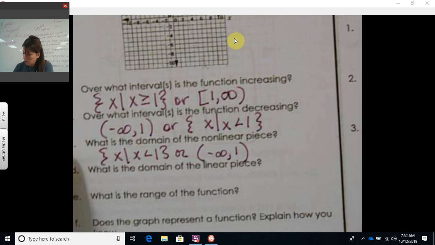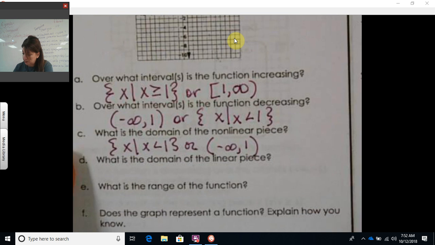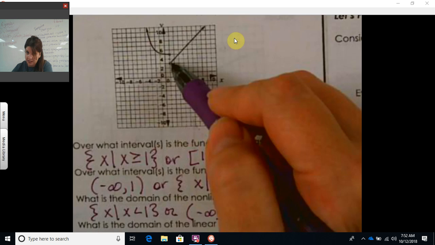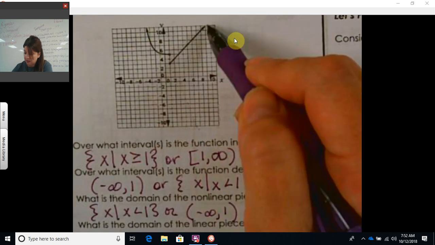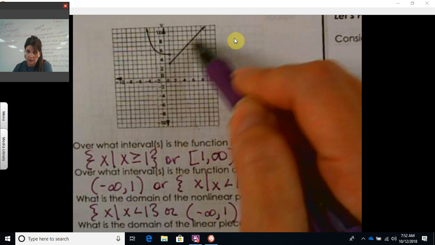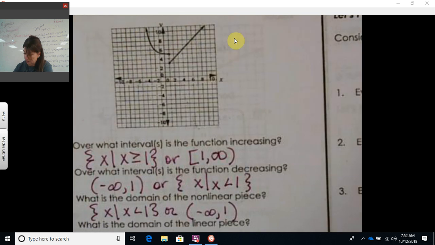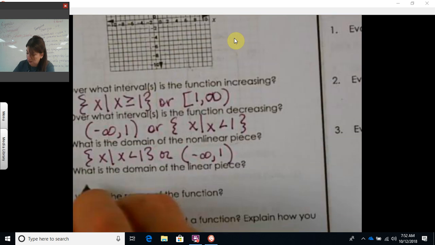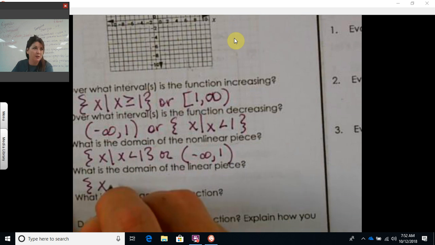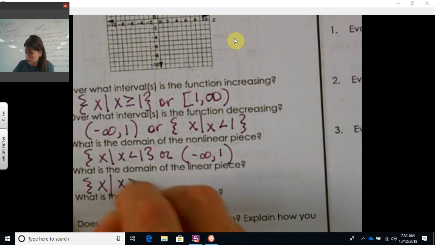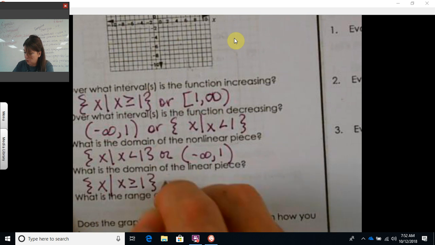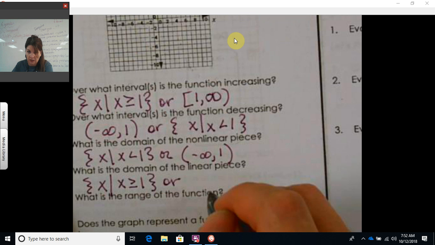What is the domain of the linear piece? Anybody? What is the domain of the linear piece? That's the line or the piece of the line. Exactly. And you said it properly too. Good job. X such that x is greater than or equal to 1. And in interval notation would be what?